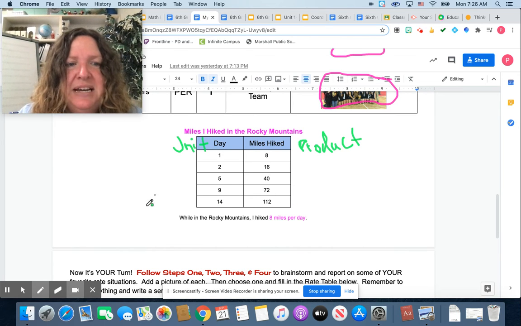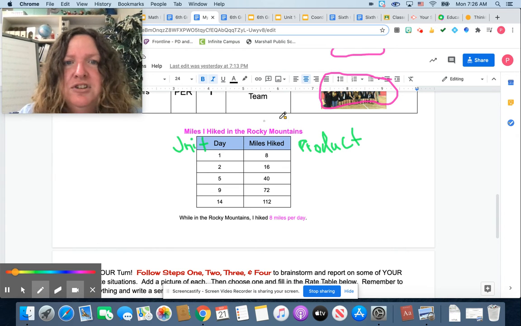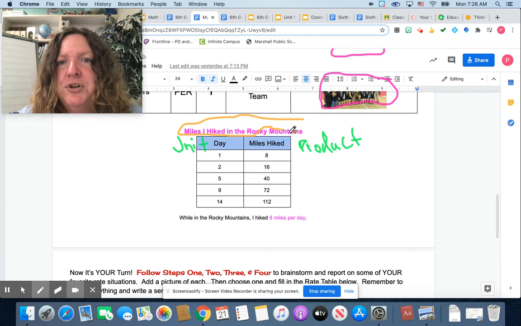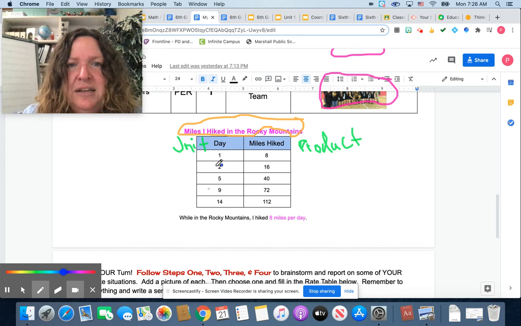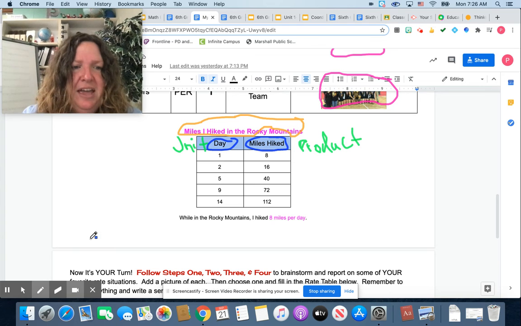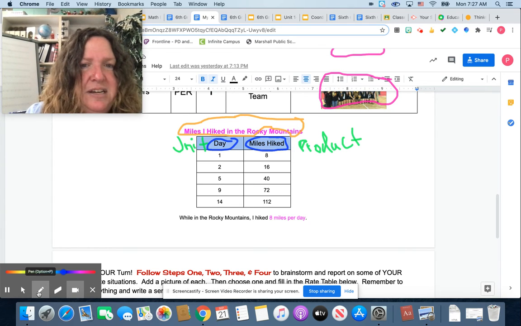So here's my title. Let me get a different color here. Here's my title, Miles I Hiked in the Rocky Mountains. You need to have that for sure. Now, here's the labels right there. You need to have your labels. Make sure you've got that. And then this is the last piece of the rate table after it's all filled in. Here we go.